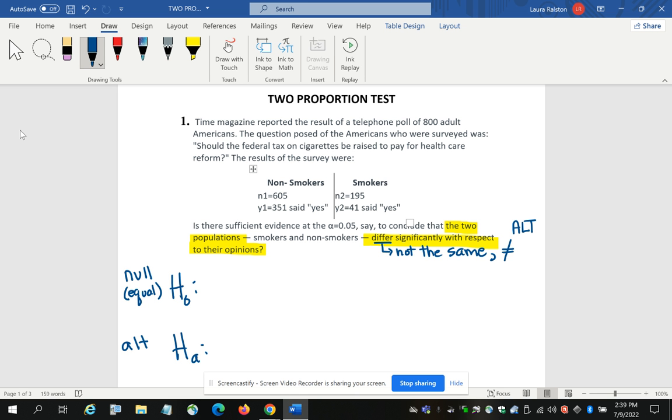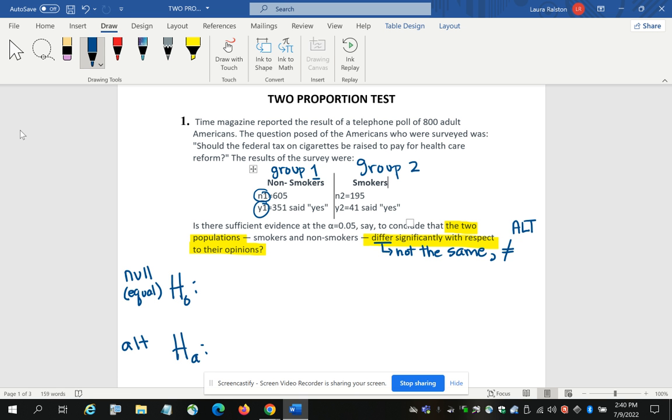So we're trying to say, and again, you have two groups and you need to understand which group is which. Well, notice how they have this set up. They have N1 and Y1 for the non-smokers. So group 1 is going to be the non-smokers and group 2 is going to be the smokers. And guys, it matters because if you put them in Minitab in reverse, you get the wrong answer.